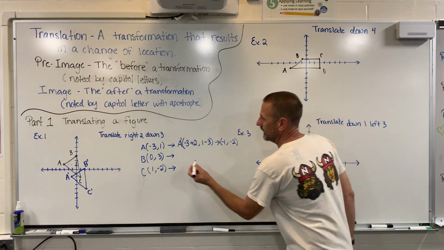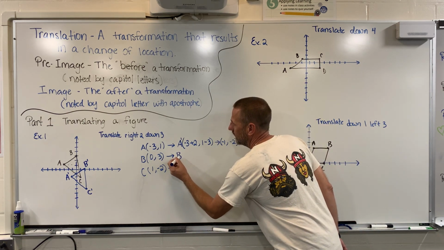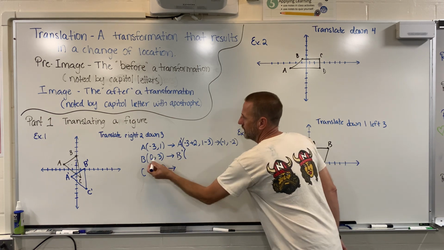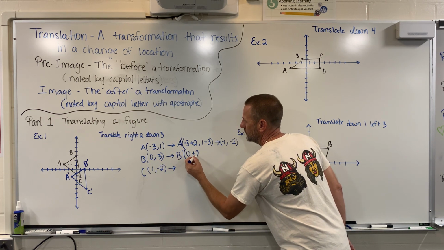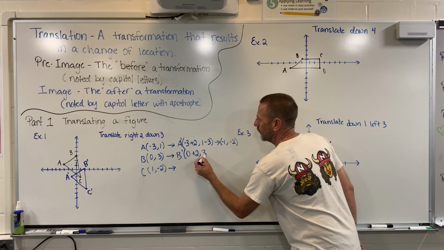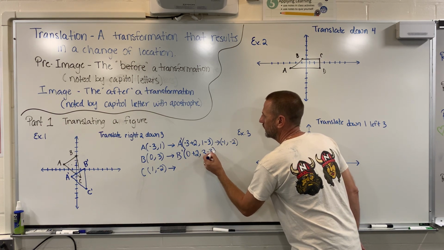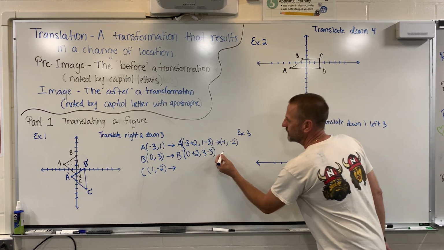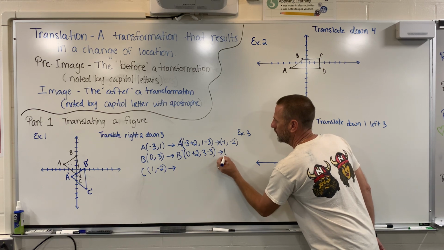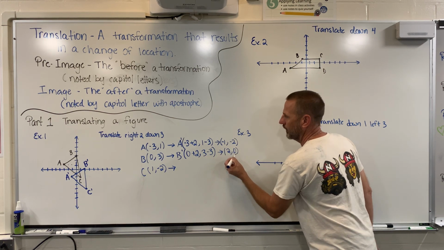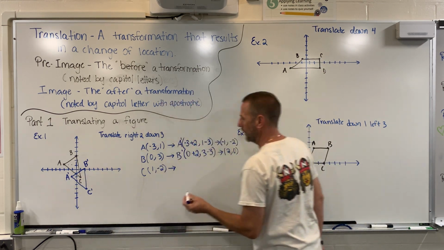So as I go through, I can perform this with each dot. I got 0 plus 2, 3 minus 3, which gives me 2 comma 0, and there's B, 2 comma 0.